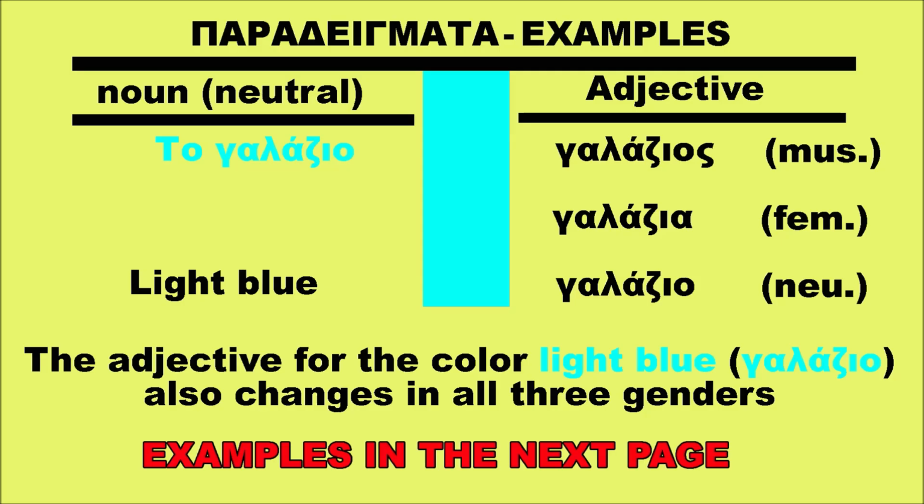Το γαλάζιο. And on the right, the adjectives. Γαλάζιος, masculine. Γαλάζια, feminine. Γαλάζιο, neutral. The adjective for the color light blue, γαλάζιο, also changes in all three genders. Examples in the next page.